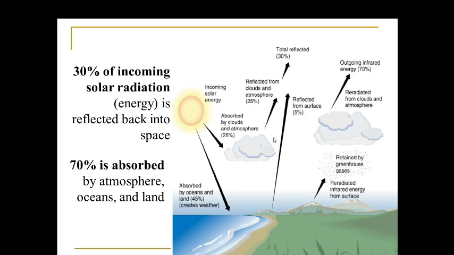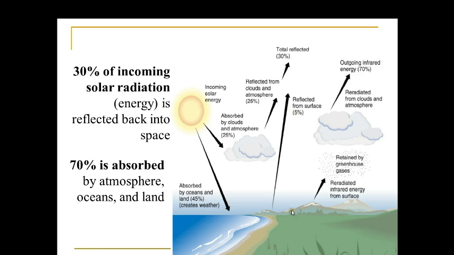So what happens with the radiation? 30% of incoming solar radiation is reflected back into space. The 70% is absorbed by the atmosphere, ocean, and land. So here we have the sun, incoming solar energy. 25% is absorbed by clouds and atmosphere. Some of that is reflected from the clouds and the atmosphere. There's also some that gets to the surface. 45% is absorbed by oceans and land. That's what creates weather. We have reflection from the surface at 5%.